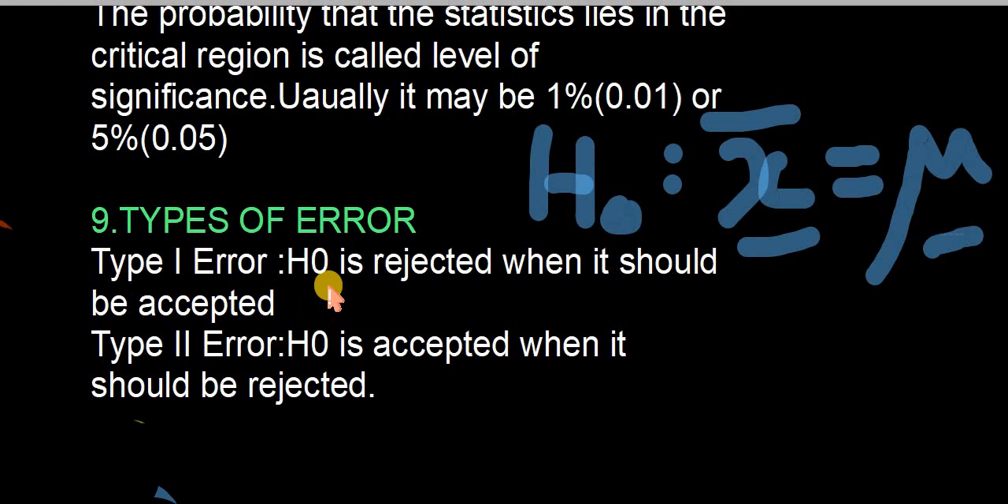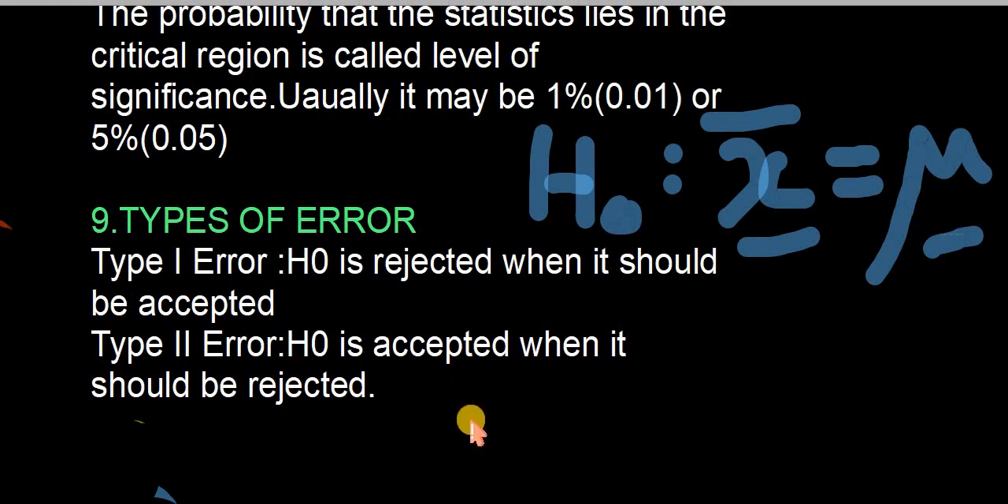Type 2 error is exactly opposite to that. H0 we are accepting, but actually it should be rejected. We must reject it, but we are accepting. That error we call type 2 error. From the examination point of view, this is very important. Type 1 error means H0 is rejected when it should be accepted. We must accept it, but we are rejecting it. Type 2 error means H0 is accepted when it should be rejected.